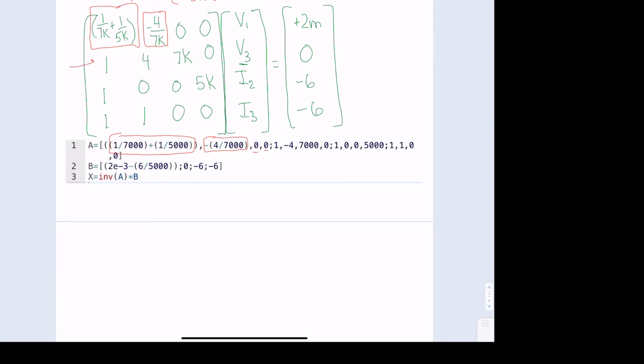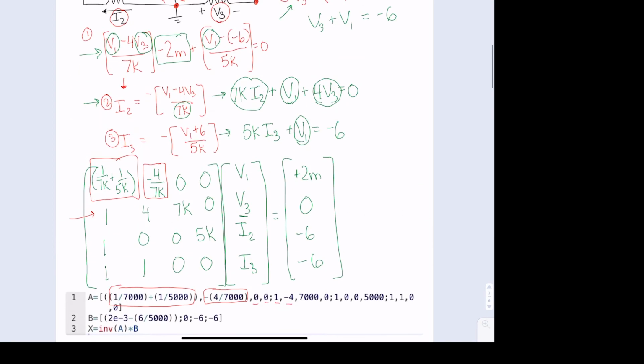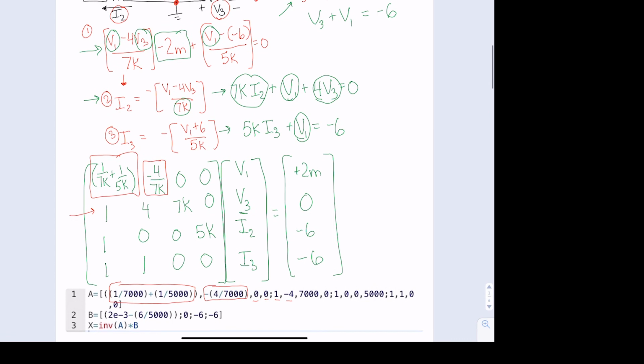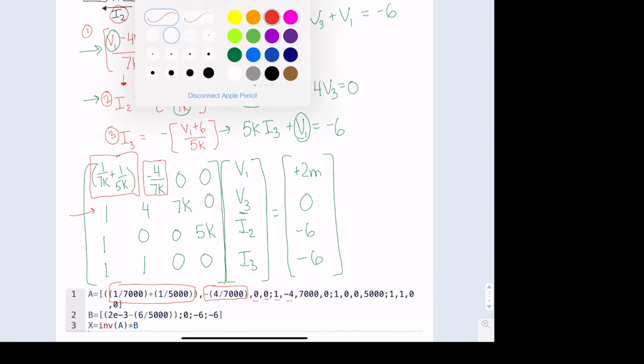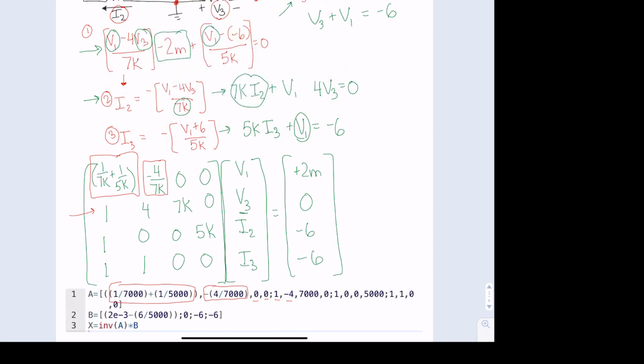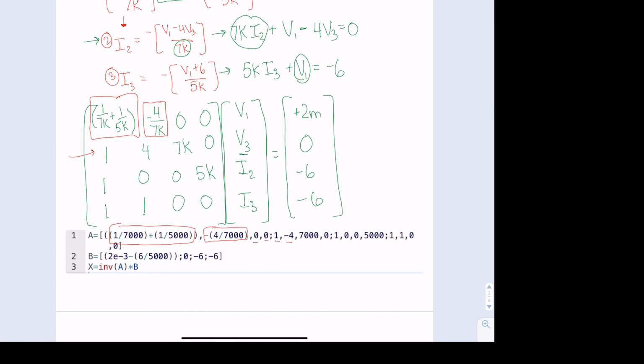And then my next row, I have a 1, should I miss a minus sign? I did. So this should be a minus sign here. When I bring this over to the other side, it becomes a plus V1, but it still stays a minus 4V3. And so that becomes a minus 4 from this one. And so there's a minus sign there. And then a 7k, and then a 0.